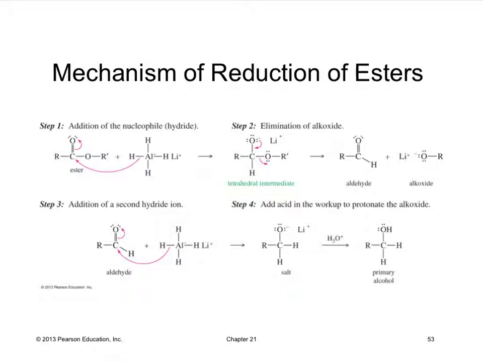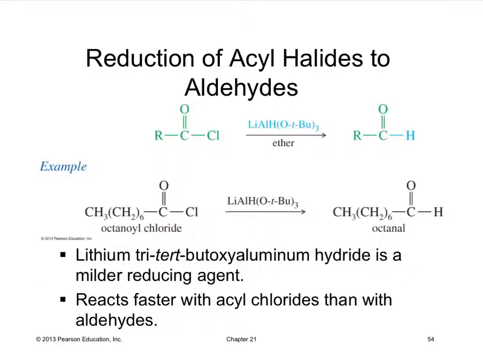And the mechanism is, here's lithium aluminum hydride. Hydride donates, nucleophilic attack, electrons go to the oxygen, tetrahedral intermediate, in which electrons from the oxygen go down, kicking off the alkoxide and generating the aldehyde. Another addition of a hydride goes in, electrons go to the oxygen, forming the tetrahedral intermediate, and then that gets protonated to form the alcohol.